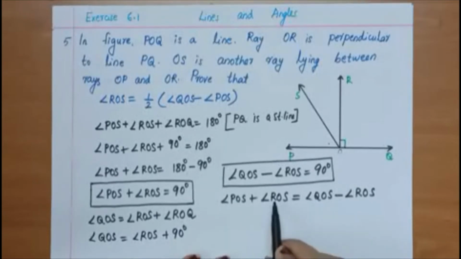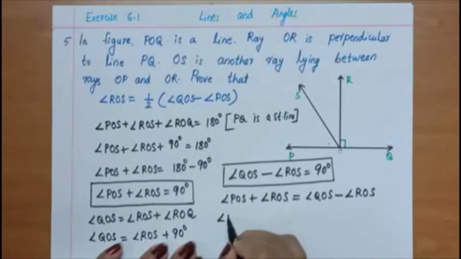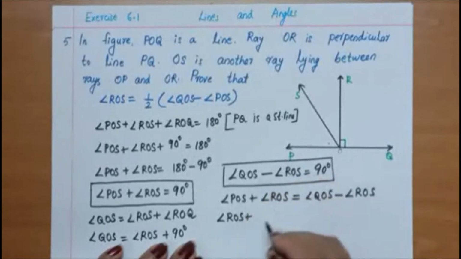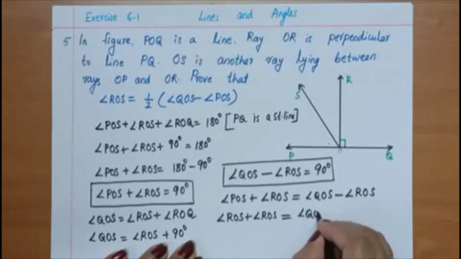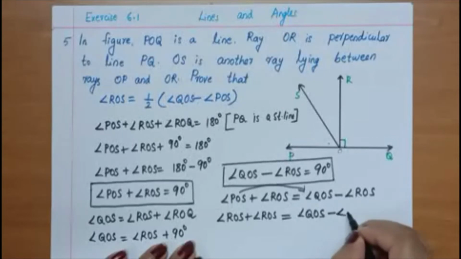Now here on the left side we have angle ROS, and on the right side we also have angle ROS. We can write it together. So angle ROS plus angle ROS equals angle QOS, and angle POS can be taken to the other side, so it becomes minus angle POS.